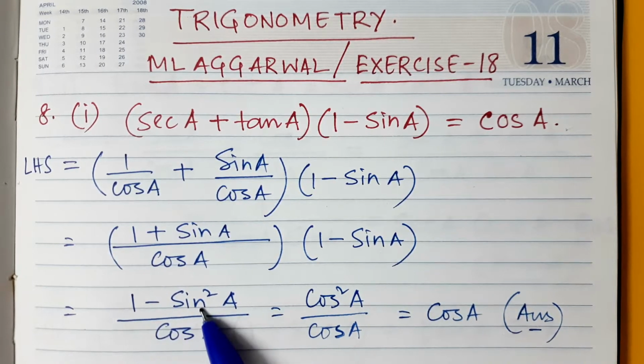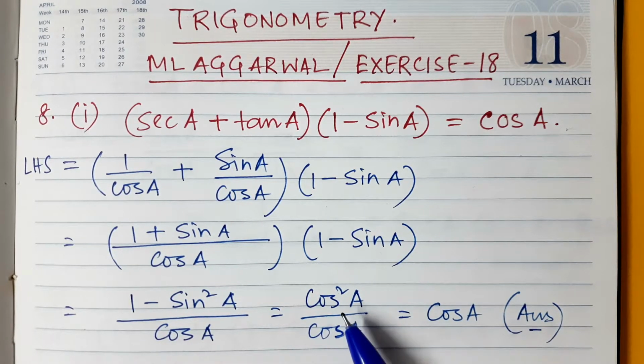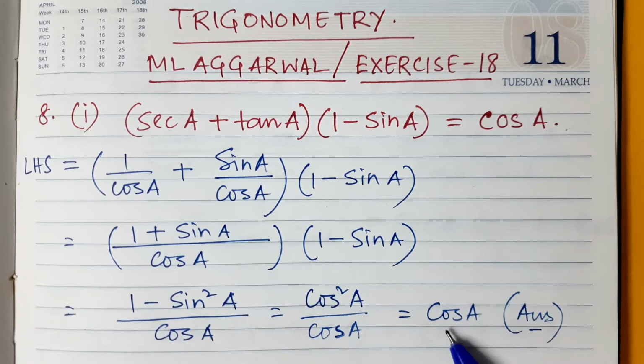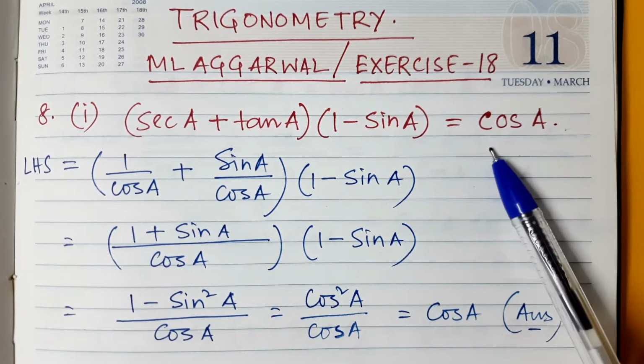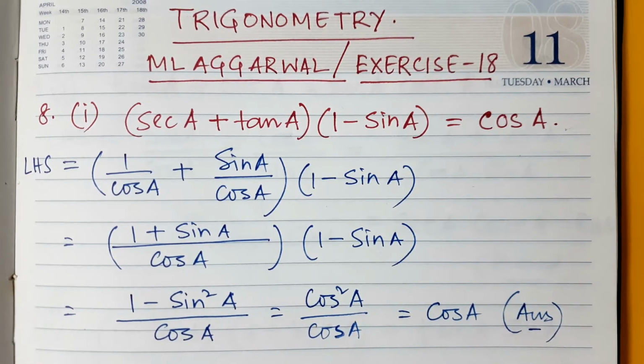So 1 minus sine square a, and 1 minus sine square is nothing but cos square a, because sine square a plus cos square a is equal to 1. And one cos will be gone. So this is cos a. This is the right hand side. So this is the answer.